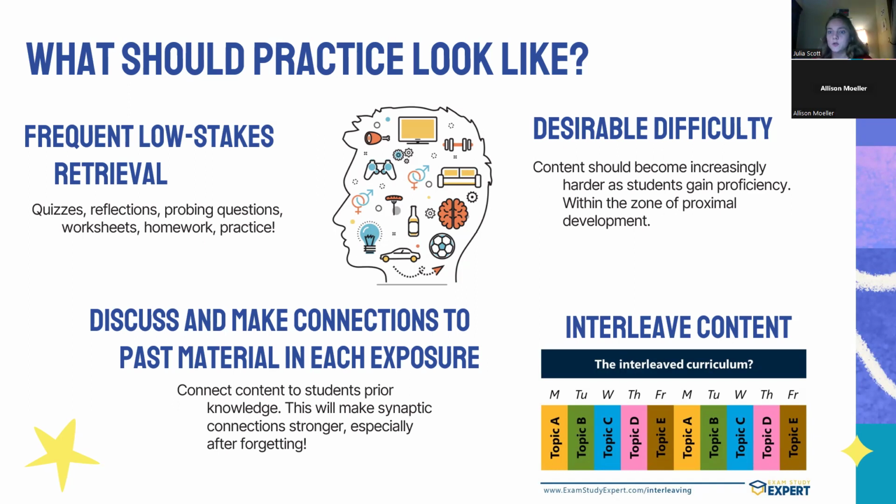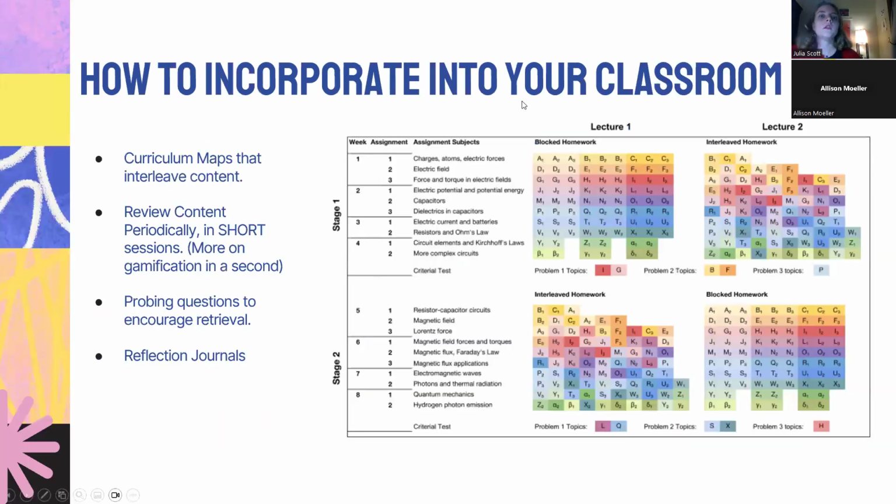And the last thing is that you interleave content. And I'm going to talk about that more on the next slide. So when you're interleaving content, you should do this by creating a curriculum map. This is the best way to space practice, because if you're going day by day and just on the fly, writing your lessons on Post-it notes, it's really difficult to create a spaced map of how your overall unit should look.